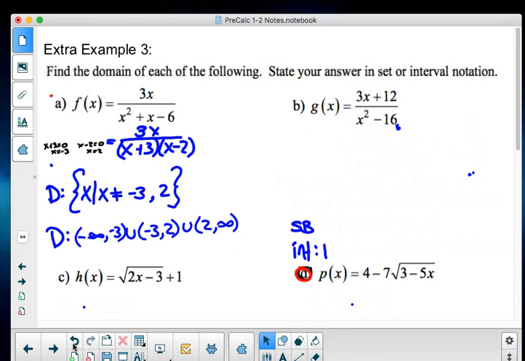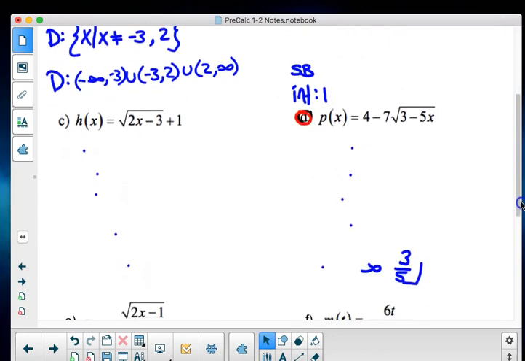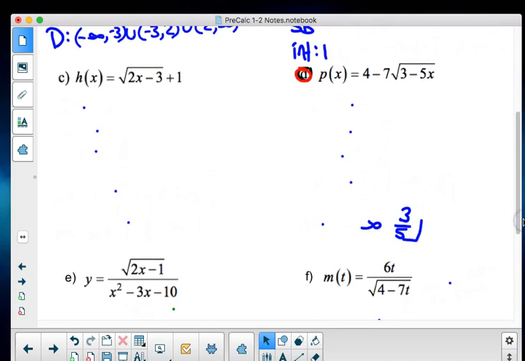I know typically we'd go to B, but I'm going to go down to C real quick. No, instead of C, we're going to go to D. We'll do D and F, and then we'll finish those out.